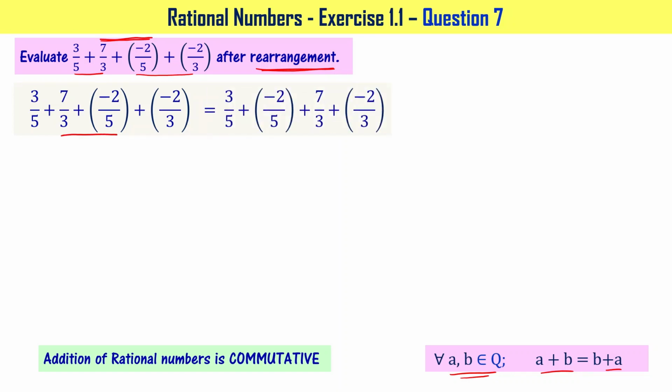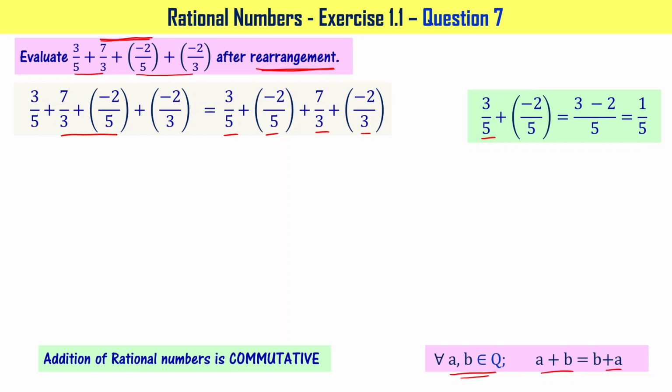Because after flipping, we have these two numbers which have denominator 5, fairly easy to add. Similarly, these two numbers have denominator 3. So it's much easier to add. Now, 3/5 plus -2/5: since the denominators are the same, we write the common denominator as the denominator and simply add the numerators 3 and -2. That is 3 - 2, which is equal to 1/5, right?